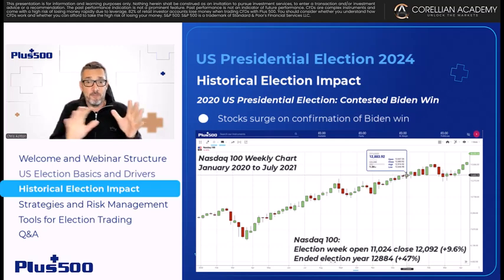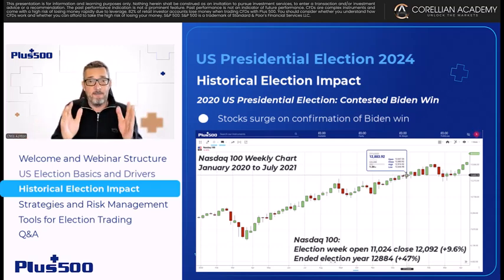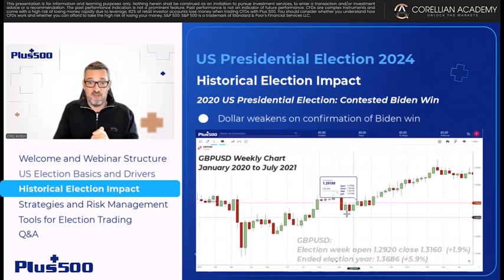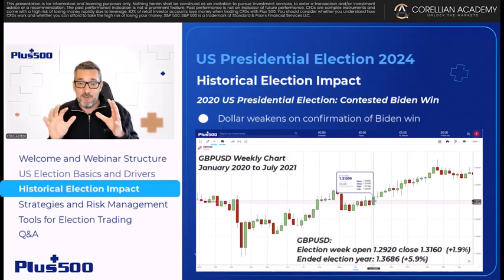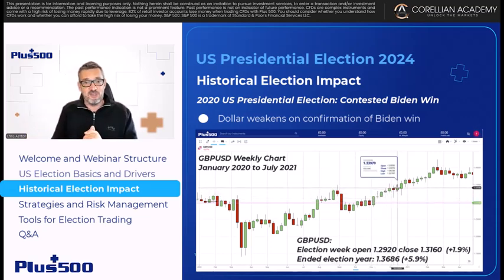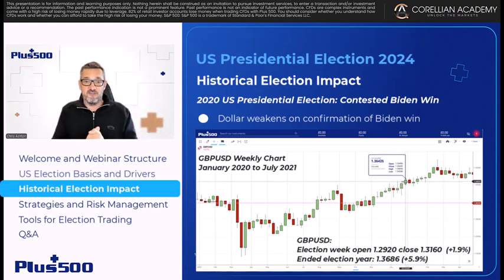The rally reflected optimism about reduced political uncertainty and expectations that a Biden administration would implement further stimulus measures to support the economy during the pandemic. The US dollar weakened in the months following Biden's victory, and this was partly due to expectations of increased government spending and an expanding budget deficit, along with the Fed's continued accommodative monetary policy.